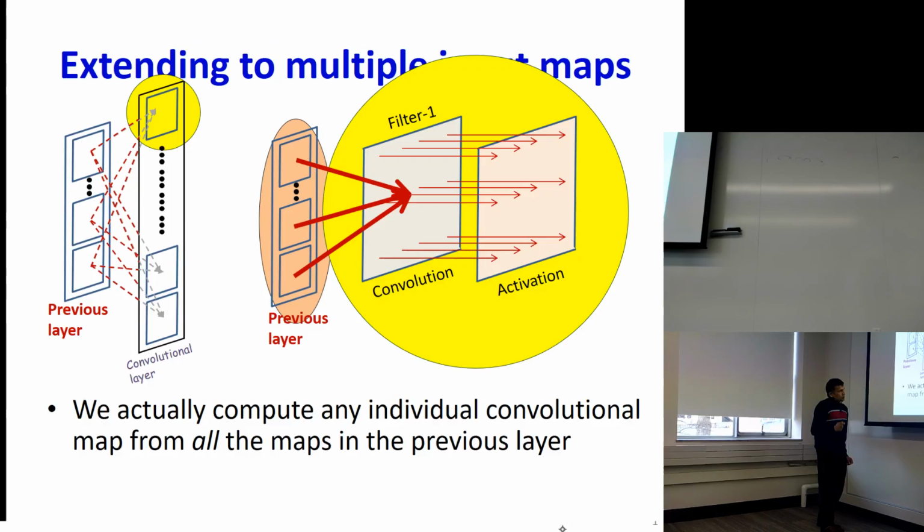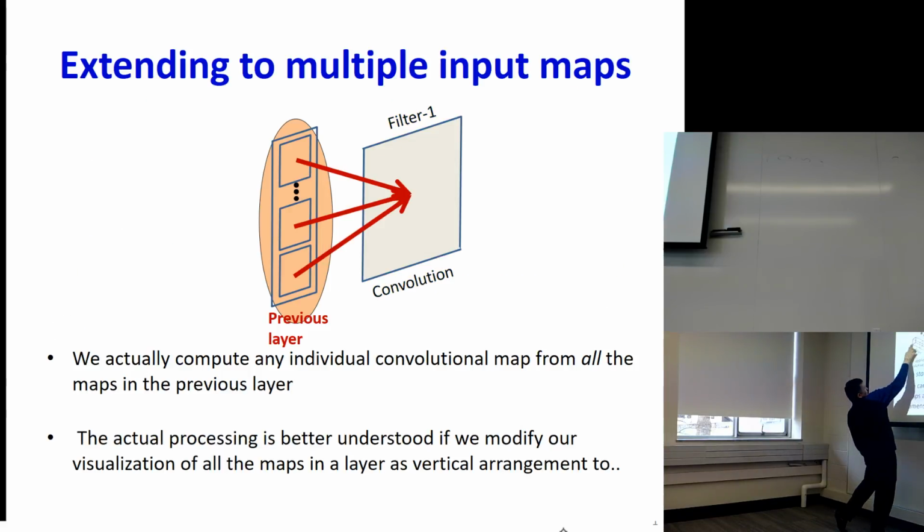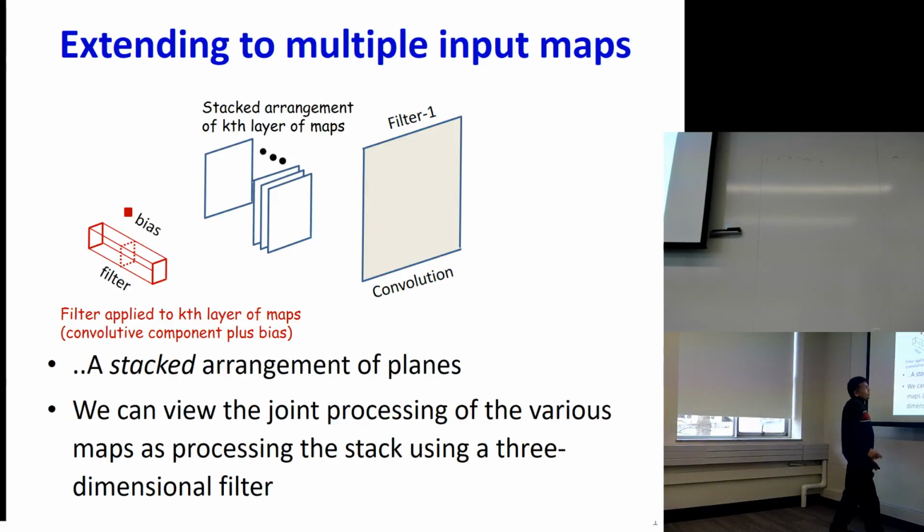Now, we actually compute any individual convolutional map from all of the maps in the previous layer. If we modify our visualization a little bit, you will see exactly what I mean by this. Instead of drawing all of these maps one on top of the other, let me stack them up like so. Now your filter is not just a rectangle. Your filter is actually a tube, a rectangular tube. It would be something like this. All of your maps are stacked, and there is going to be a bias. Do not forget the bias.